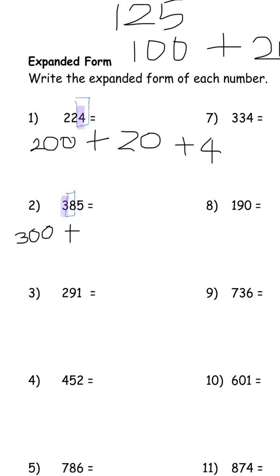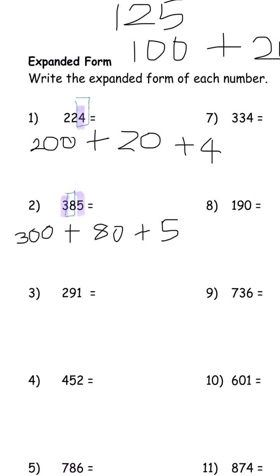And how many zeros are we going to add? 1, right? Because it's in the tens place. And now the last one we have is 5, so we're going to put 5. And we don't add any zeros because it's in the ones place.